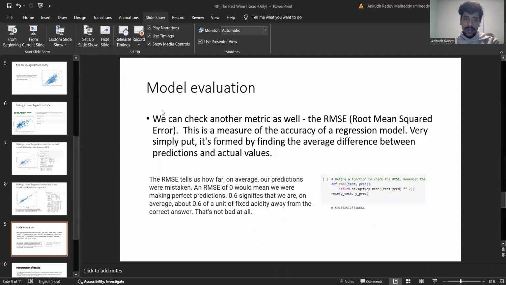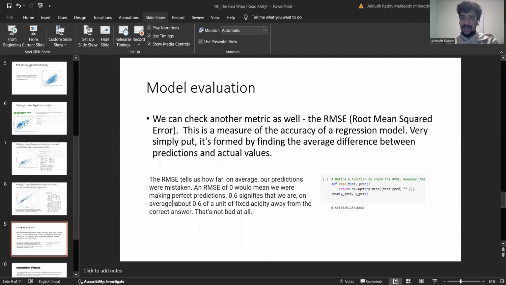And this one is model evaluation. We can check another metric as well, the RMSE. RMSE stands for root mean squared error. This is a measure of accuracy of a regression model. To put it very simply, it's found by taking the average difference between the predictions and the actual values, which we have used in the third model, second model, and the first model.